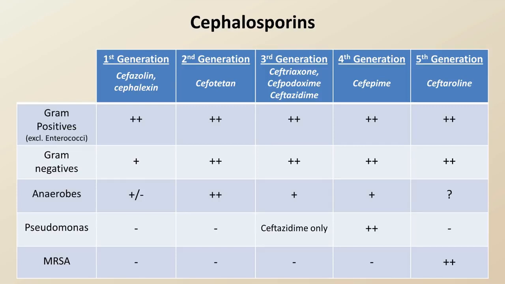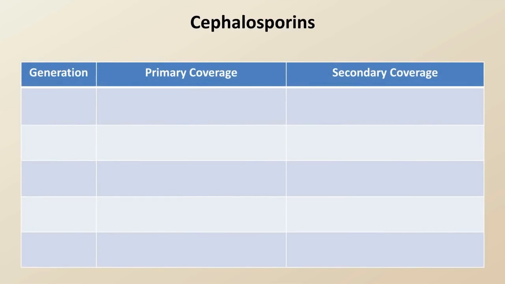Luckily, when it comes to the cephalosporins, this can be greatly simplified as the following. Each generation provides one organism type that should be considered its primary coverage, and one or two organisms that are the secondary coverage. So first generation is directed towards gram-positives, excluding MRSA. They have no good secondary coverage.